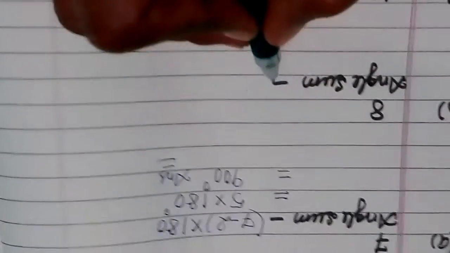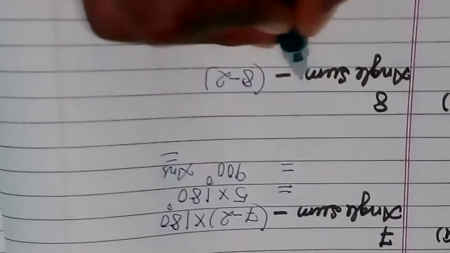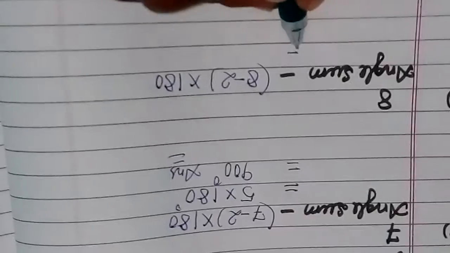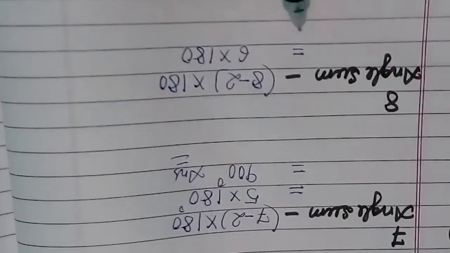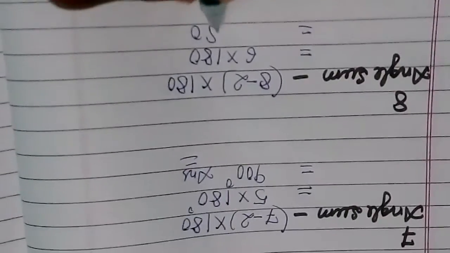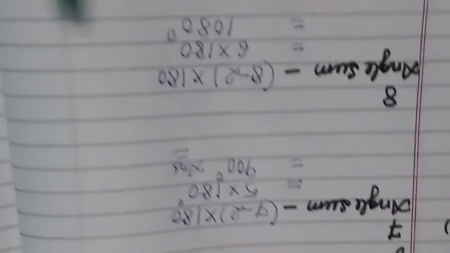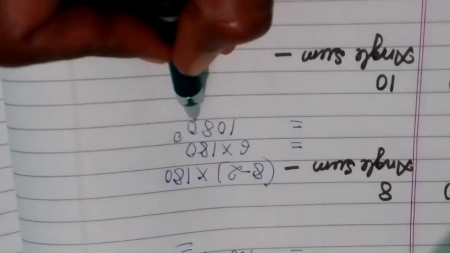Now if there are 8 sides, then again the same: you have to subtract 2 from the number of sides given and multiply the result by 180. So 8 minus 2 is 6, into 180. Zeros are 0, 8 6s are 48, carry 4, and 6 1s are 6 plus 4, 1080 degrees. So the angle sum of the figure having 8 sides will be 1080 degrees.